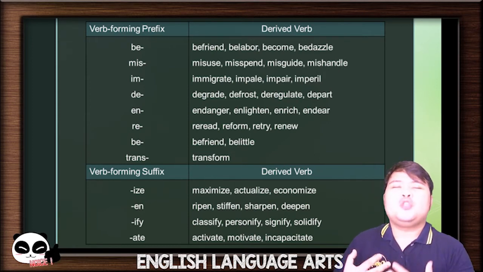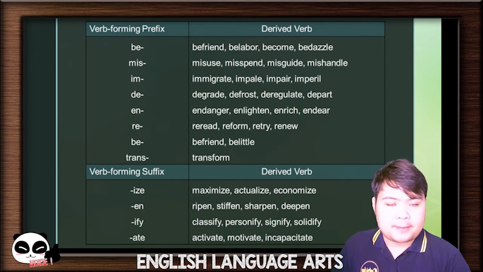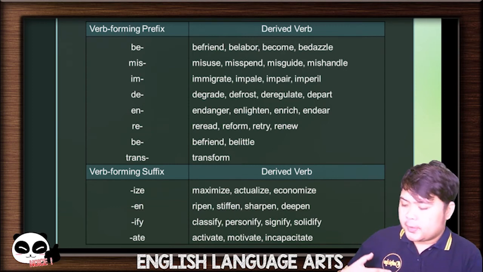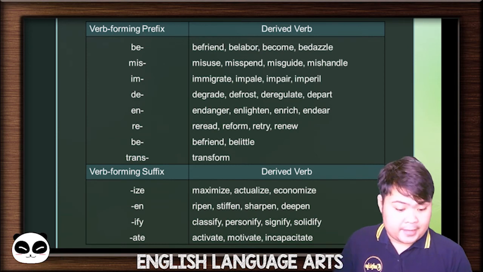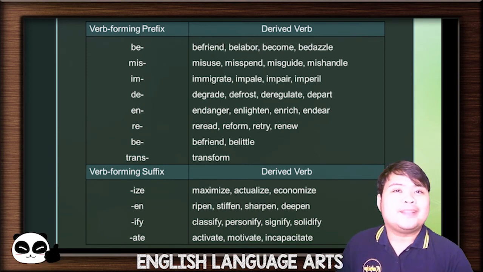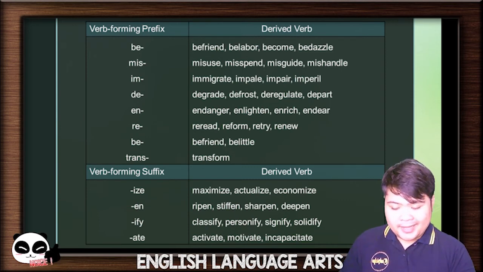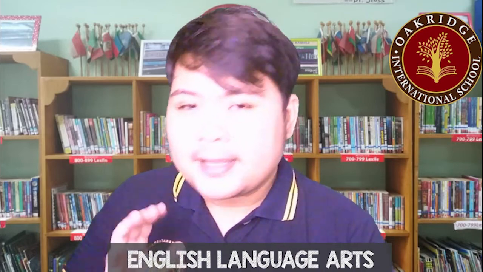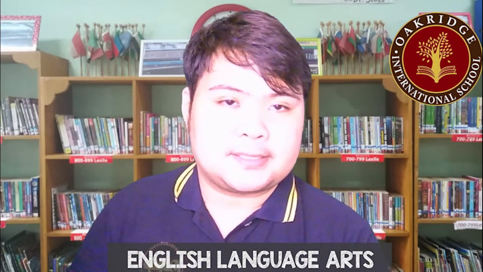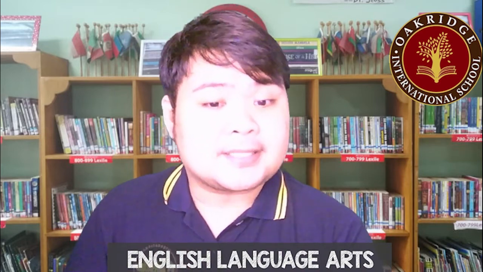Different words that when you add a verb forming affix, you change the meaning of the word and make it a verb. So whether you have an adjective, a noun, or a verb, when you add the verb forming affix, it turns into a derived verb, which is a verb with a different meaning. Basically that ends our topic for derived verbs. Again, derived verbs are any words that when you add verb forming affixes, turn into a verb.